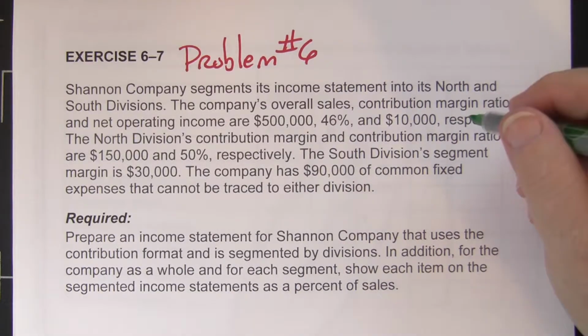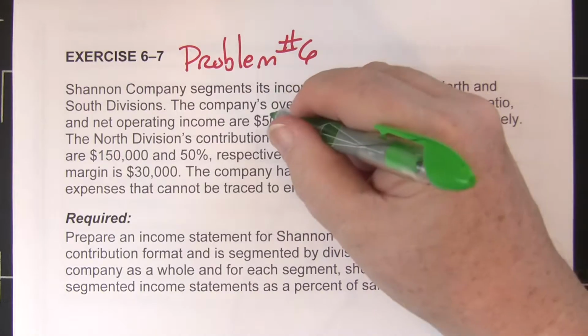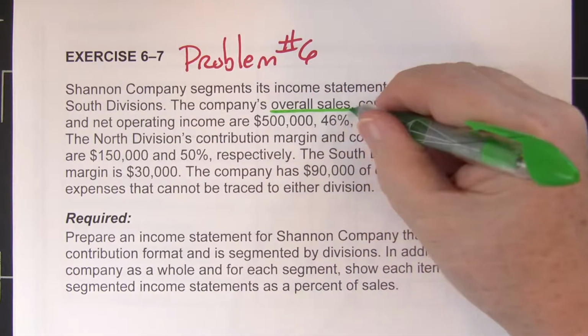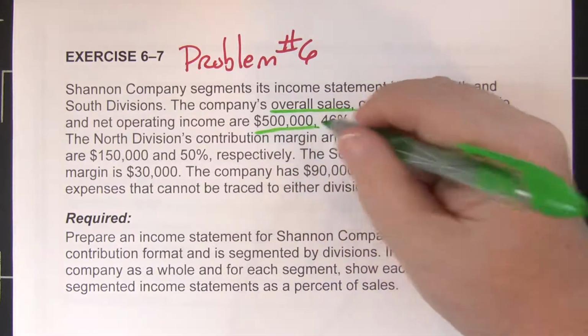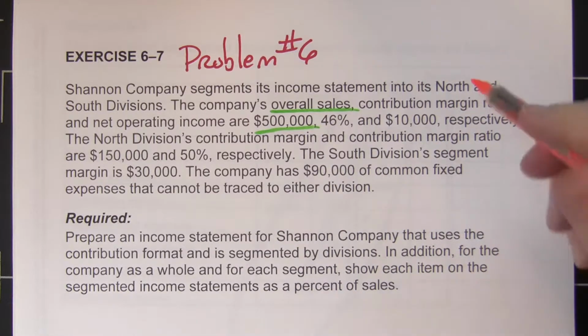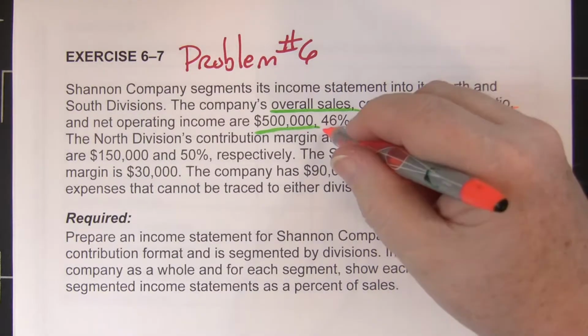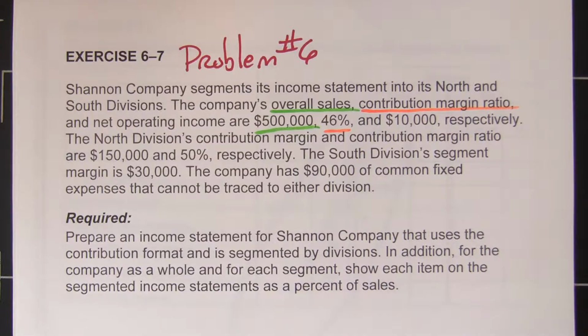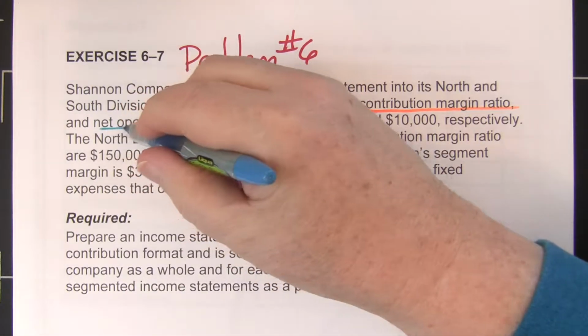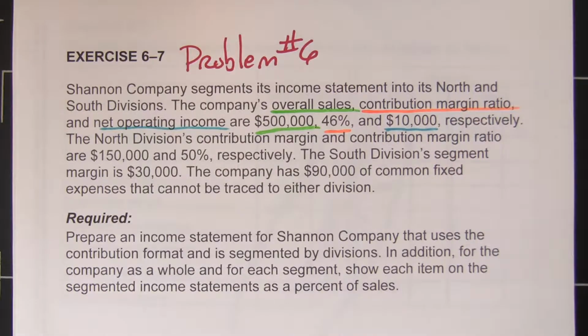So the contribution margin ratio, the overall sales are $500,000. The contribution margin ratio is 46%, and net operating income is $10,000.